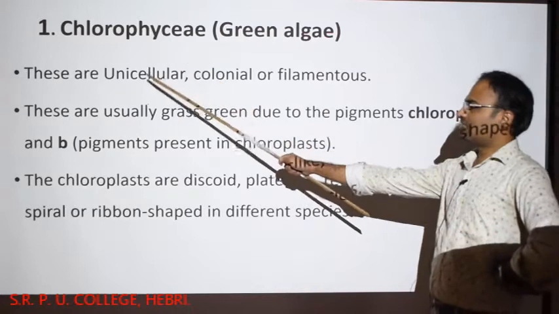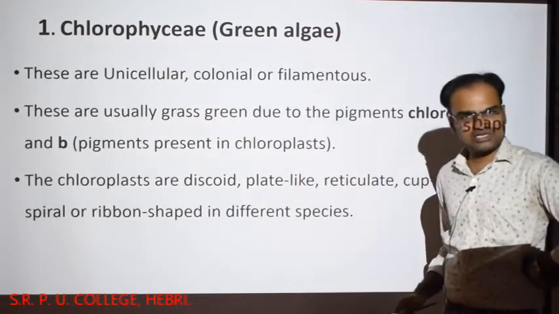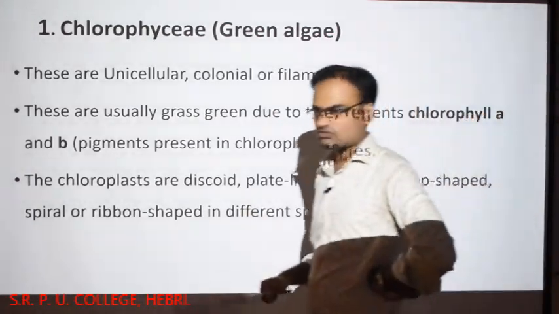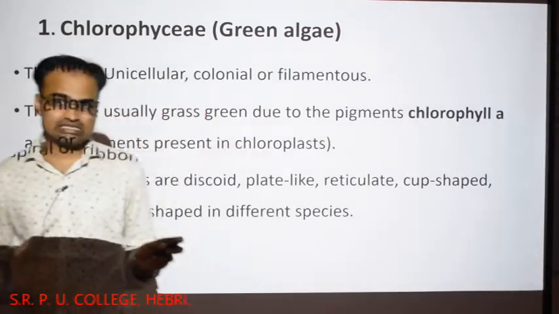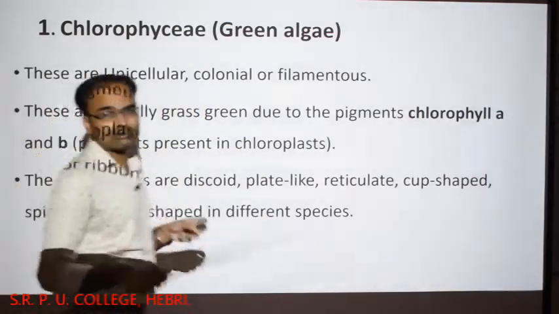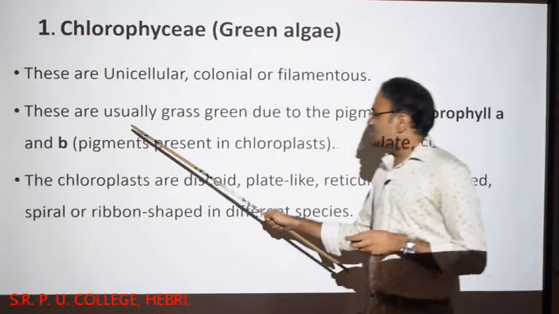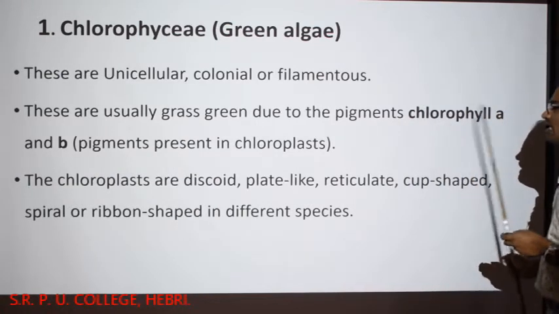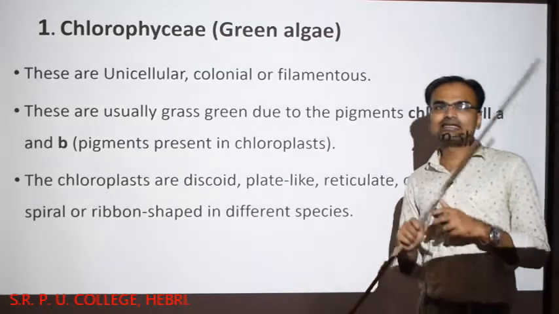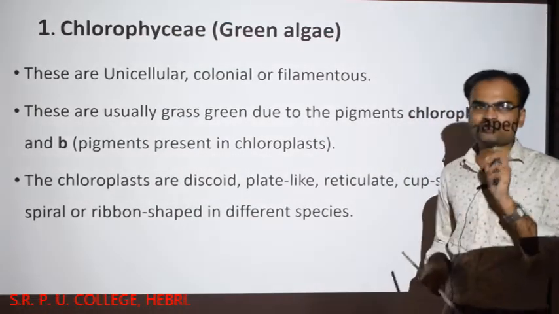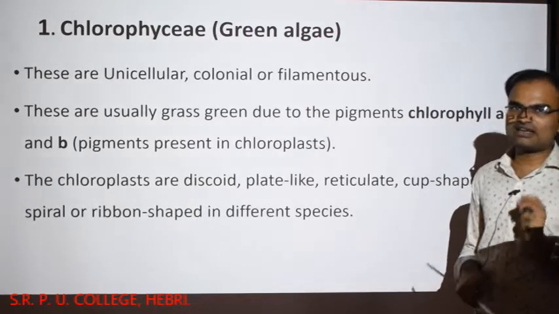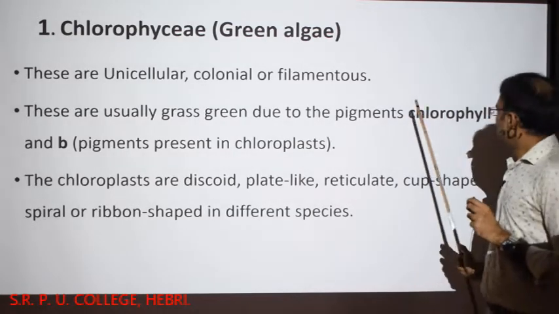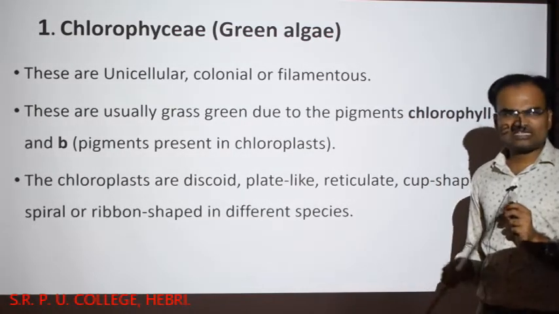So the first one, Chlorophyceae, the green algae, may be unicellular, colonial, or filamentous. That means the body form in green algae varies from unicellular to filamentous, that is multicellular. These are usually grass green due to the pigments like chlorophyll A and chlorophyll B. These pigments are present in the chloroplast.